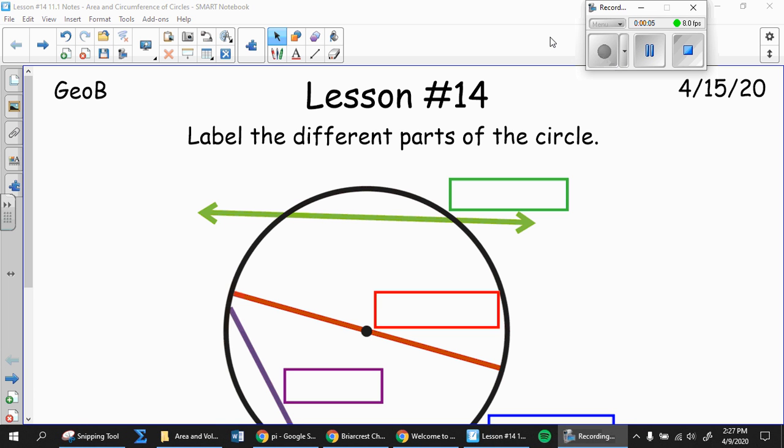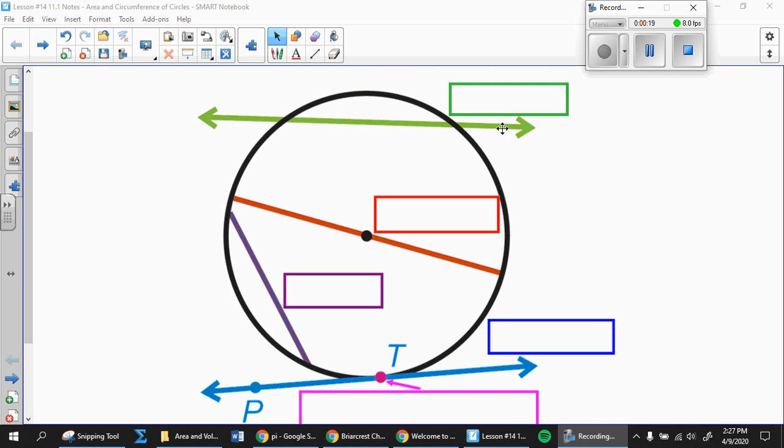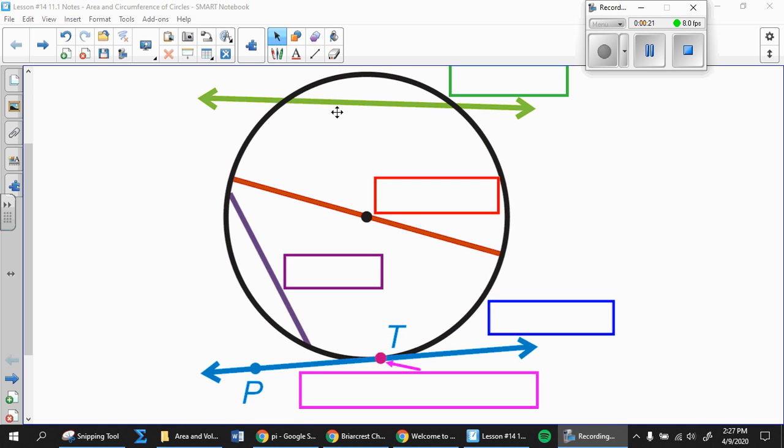This is the beginning of unit 11, which is going to be surface area and volume. Before we actually get into surface area and volume, we're just going to look at area of different shapes, and we're going to start off by looking at area and circumference of a circle. So first thing I want you to do is pause the video and go ahead and identify these different segments and lines in a circle.